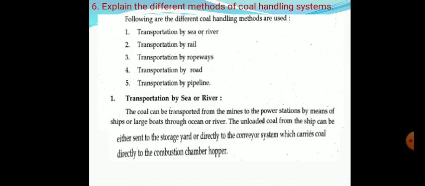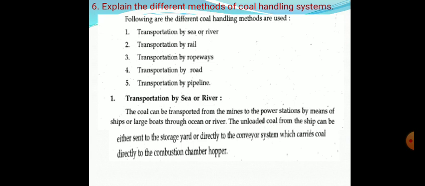Next question is, explain the different methods of coal handling systems. Following are the different coal handling methods used: transportation by sea or river, transportation by rail, transportation by ropeways, transportation by road, transportation by pipeline. So the first one is transportation by sea or river.